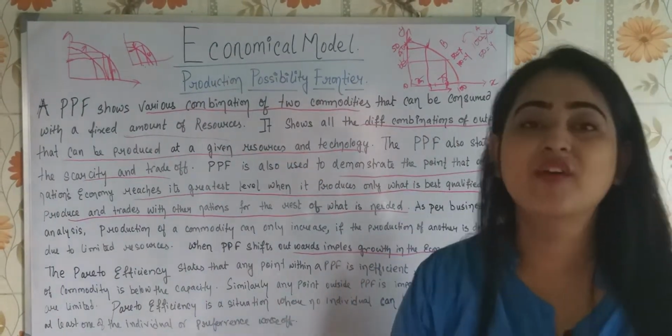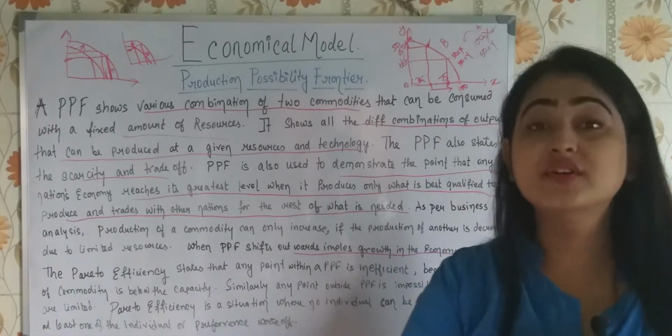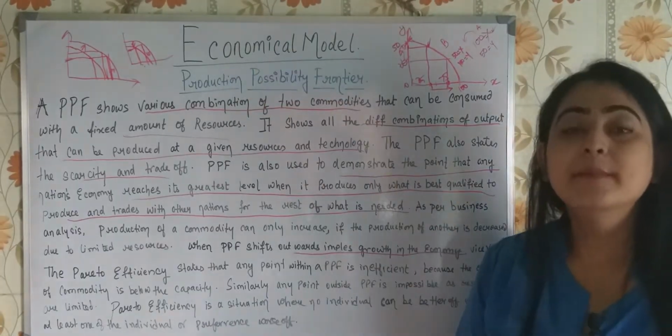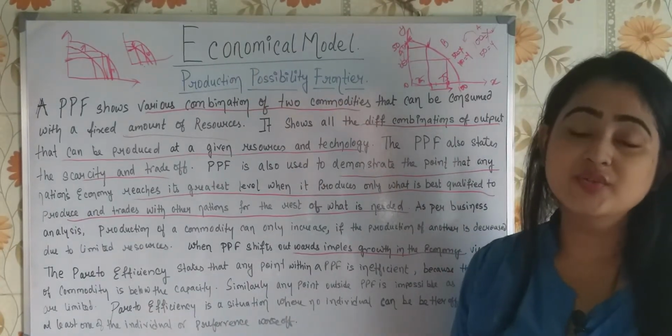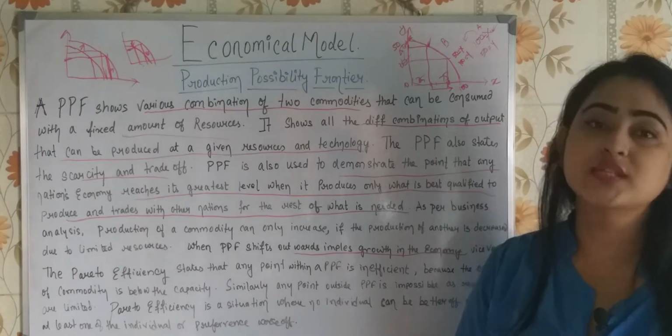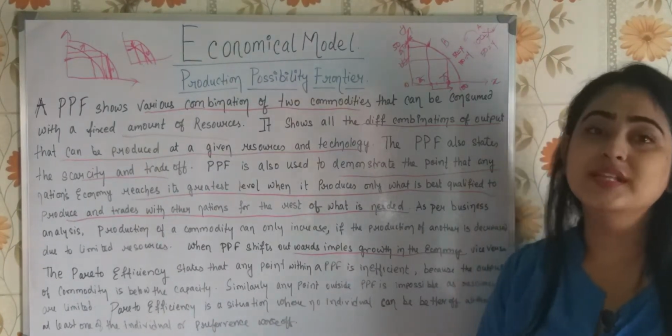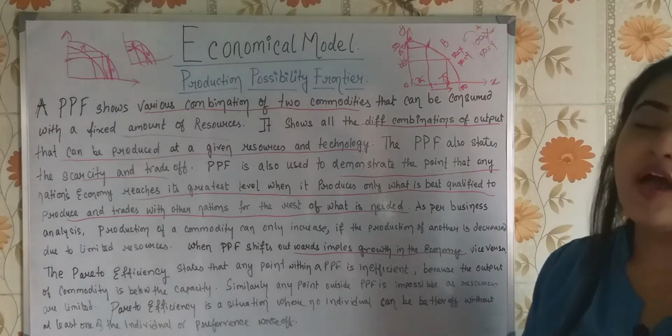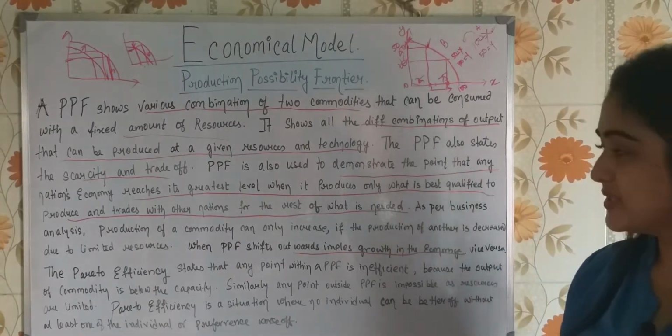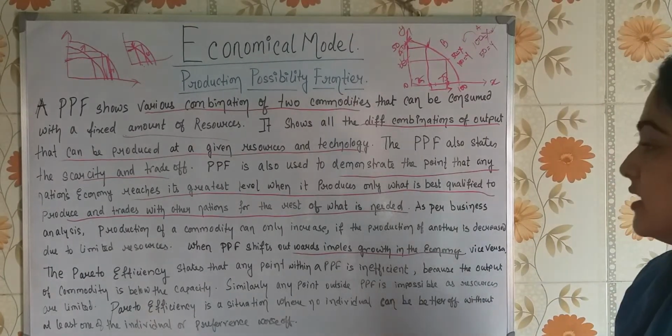Because now the PPF has come inside, has turned inward, right? Means what? The economy has reduced, the availability of resources has reduced. So now for producing the same amount of Y, I will have to reduce the production of X. So next, here it is saying what?